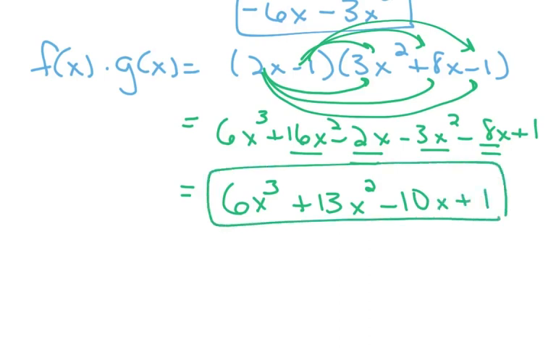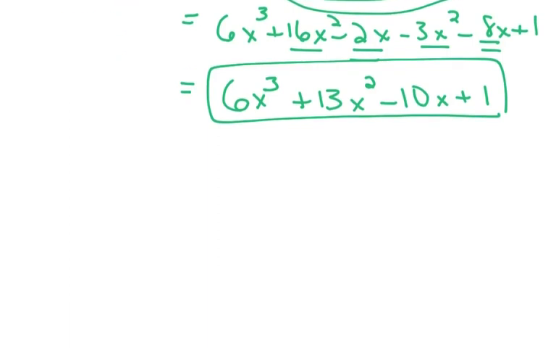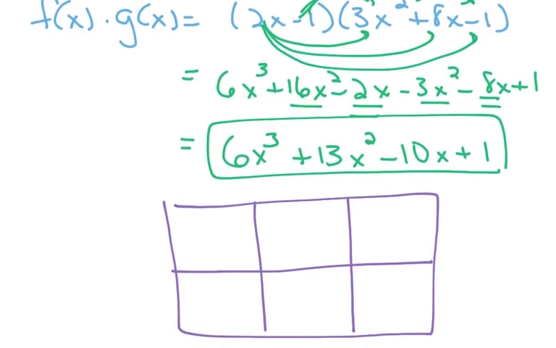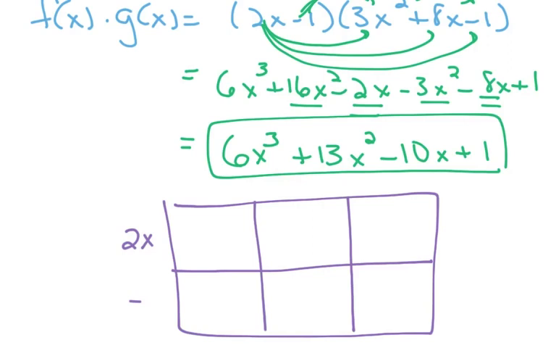But another way you may have learned to do polynomial multiplication was the box method. I particularly like the box method because it's a way of finding the area of a bunch of smaller boxes, and then you just add the areas together. So one of the polynomials has two terms. So along the side here, I'm going to put the 2x and the -1. The other polynomial has three terms, so there are three columns, and there are two rows. So I'm going to put 3x squared here, 8x here, -1 here.